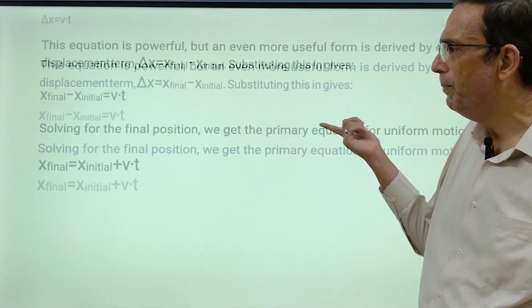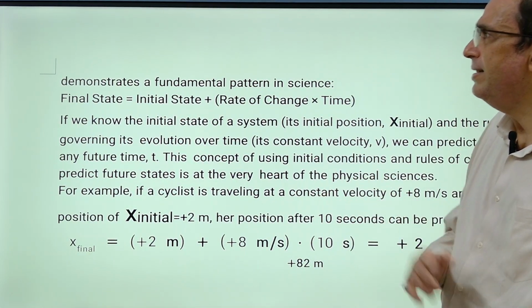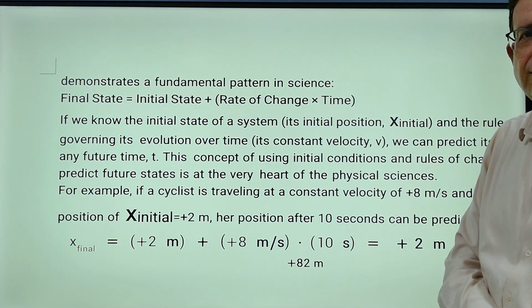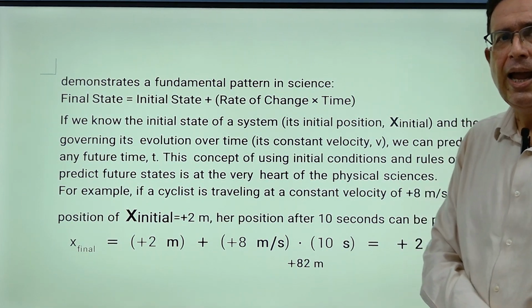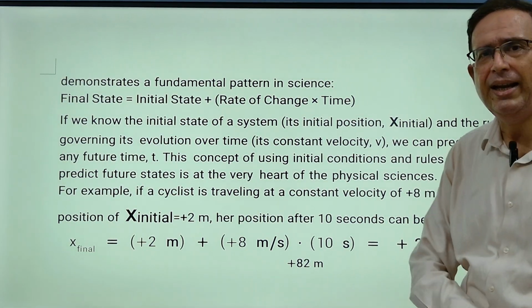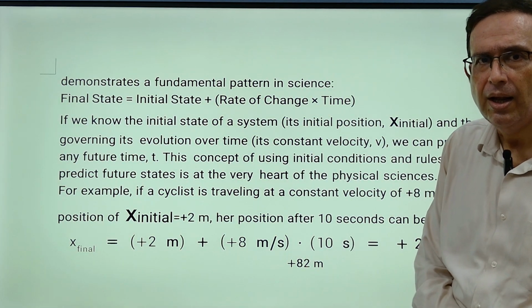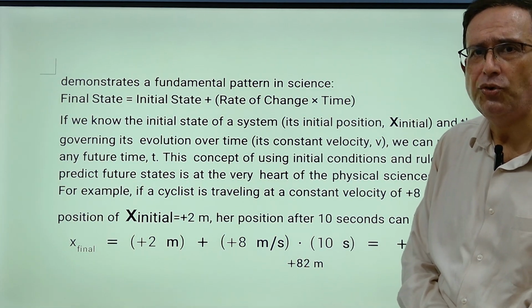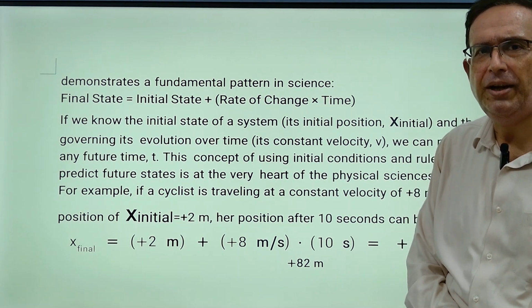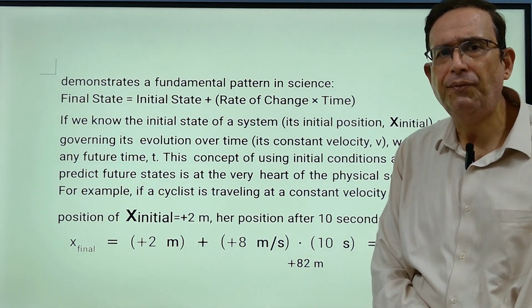So we can take some examples. This demonstrates a fundamental pattern in science. If we know the initial state of a system, its initial position, and we know the rules governing its evolution over time, the rule governing this system is that the velocity is constant. It's a uniform one-dimensional motion. We know the initial position and the time taken for the motion to complete. Then we know the position of that object at a future time.